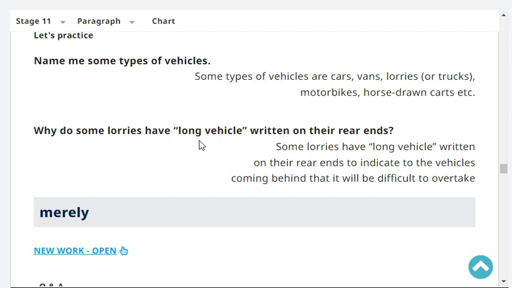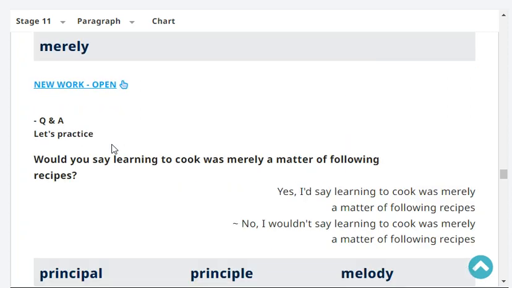Some lorries have "long vehicle" written on the rear ends to indicate to vehicles coming behind that it will be difficult to overtake. Very good.